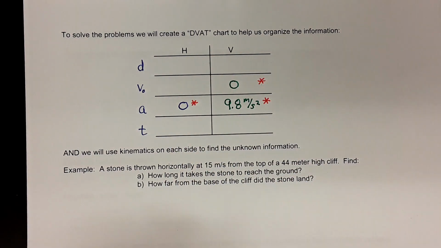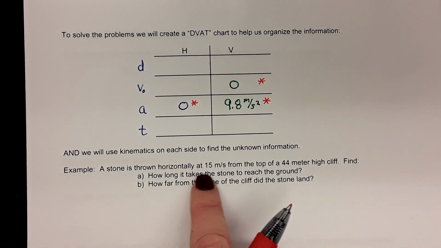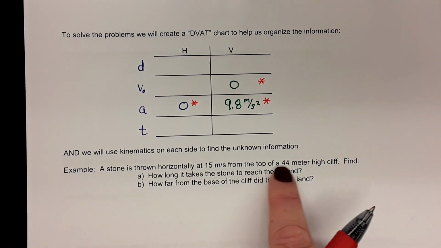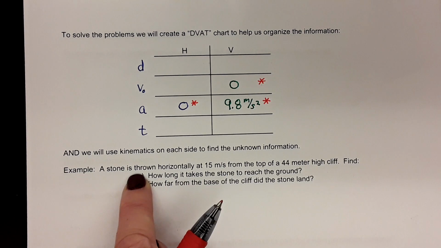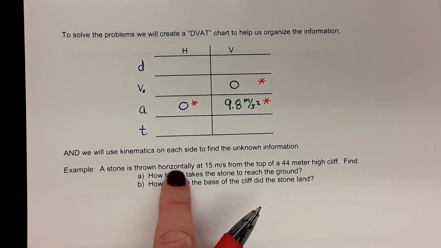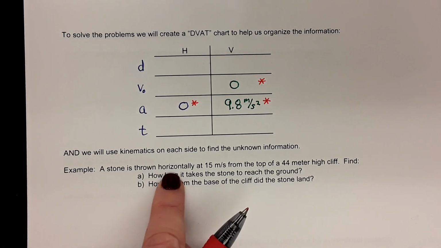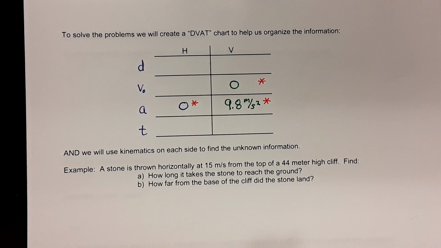Notice all this missing stuff. Let's see what we can put in. A stone is thrown horizontally at 15 meters per second from the top of a 44-meter high cliff. Now, this phrase is what gives you the information that it is a half parabola. It is projected, thrown horizontally. So that means it is a half parabola problem.